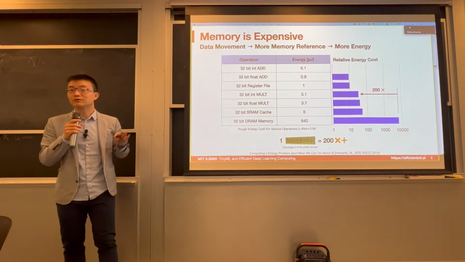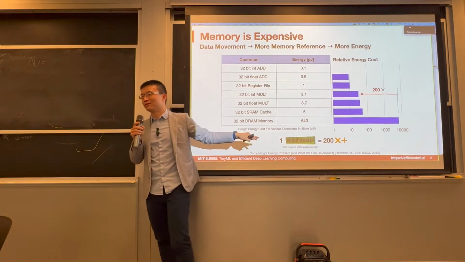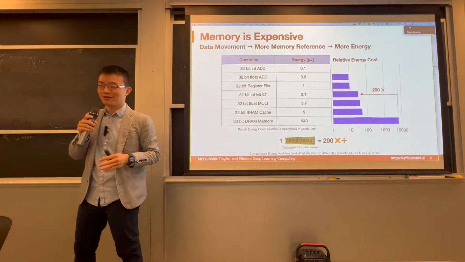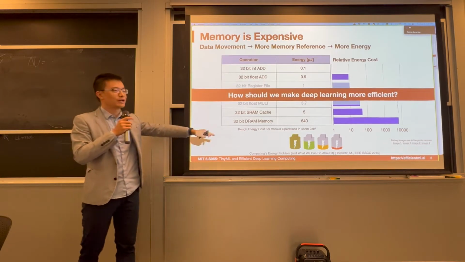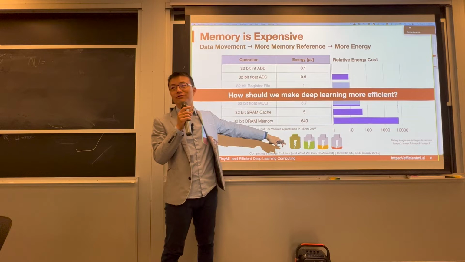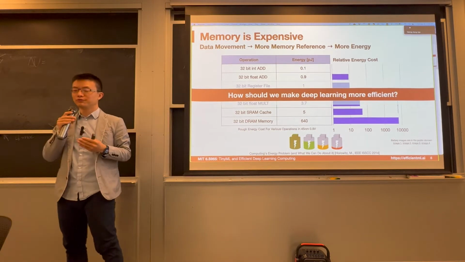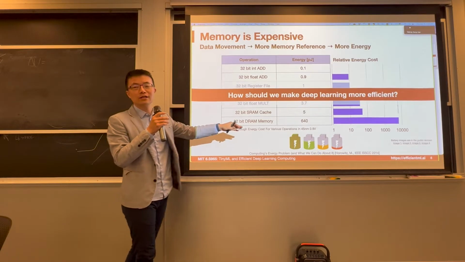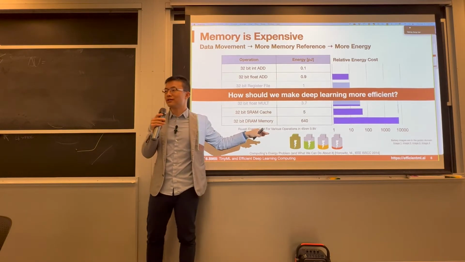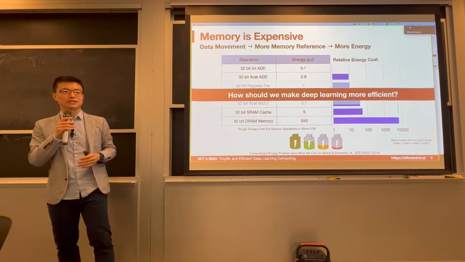But accessing the DRAM memory, 640 picojoules. Super expensive. So it is those data movements from memory that are draining the battery of our mobile devices. So we want to make the memory movement as little as possible. In order to do that, what are the possible methods you can think of to reduce the data movement and memory access?